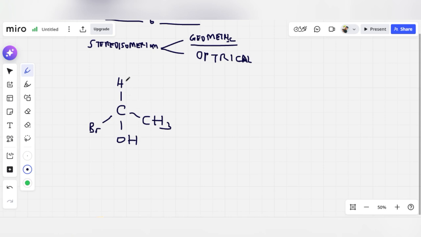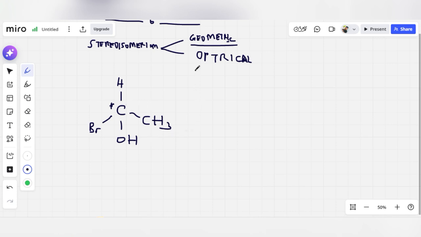You realize that the 4 groups that are attached to this C are different: hydrogen, methyl group, hydroxyl group, the halide. Now, this kind of carbon is called a chiral carbon, a carbon that is attached to 4 different organic groups. 4 different homologous series are attached to this carbon.